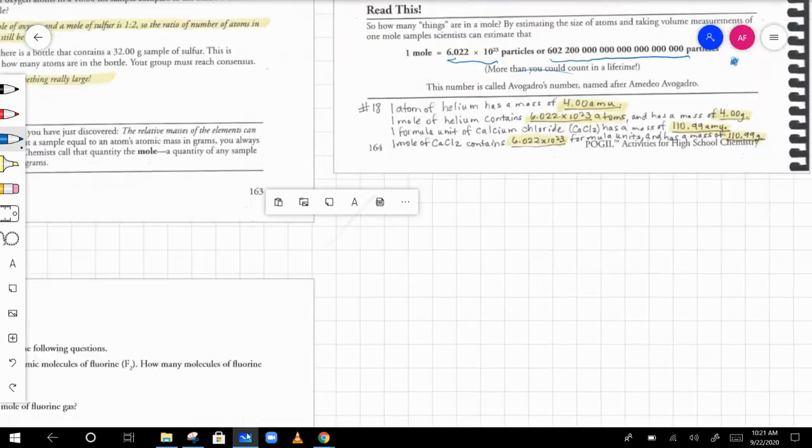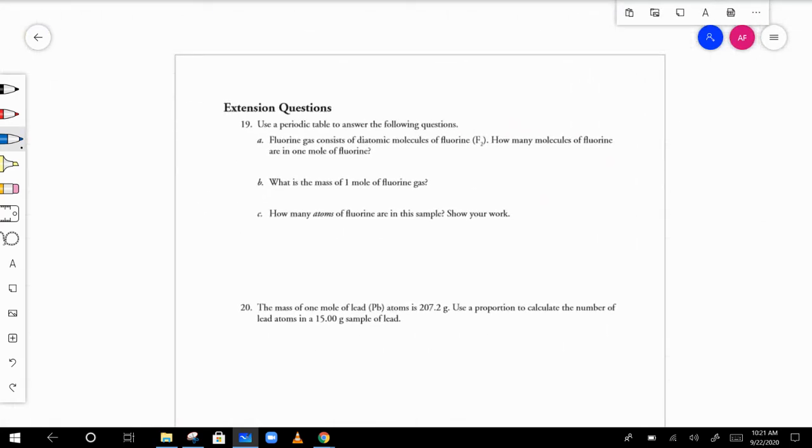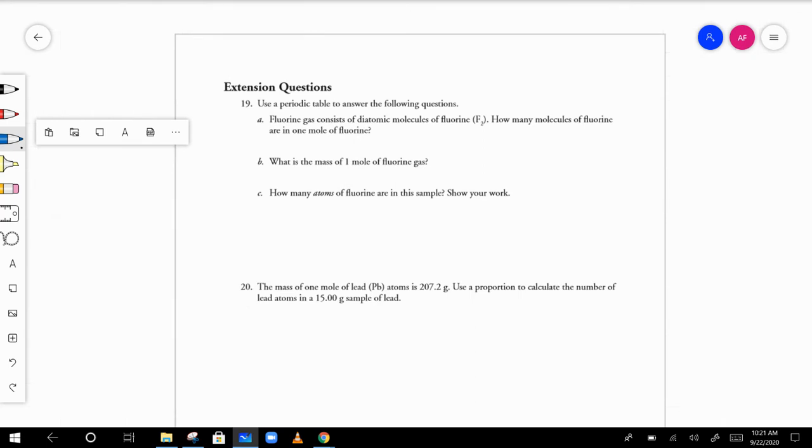The last part, the answers weren't given to you here, so let's do this together. Fluorine gas consists of a diatomic molecule F2. How many molecules of fluorine are in 1 mole of fluorine? It's always the same. Anytime you ask for how much is in 1 mole, it's 6.02 times 10 to the 23rd molecules for 1 mole.